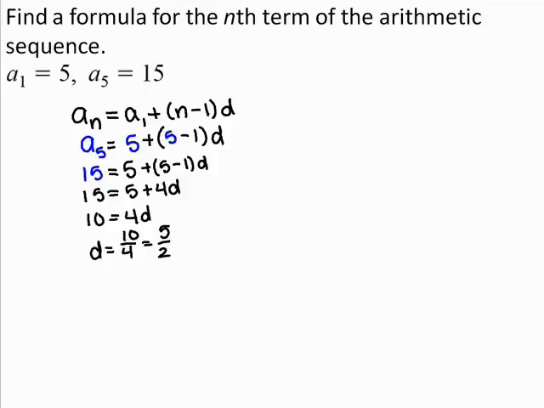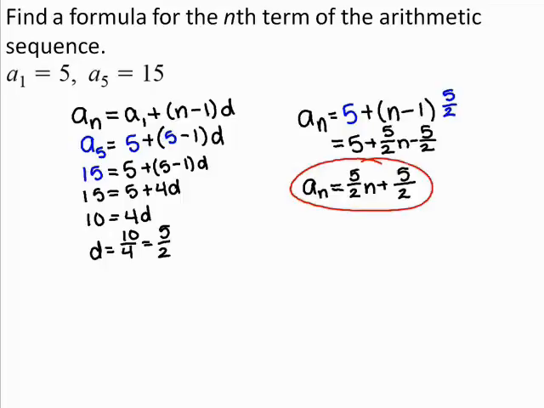Now that you know the value of d, you can substitute this value and the value for a sub 1 into the formula a sub n equals a sub 1 plus the quantity n minus 1 times d. Simplify the quantity n minus 1 times 5 halves. Simplify 5 minus 5 halves. You find that the formula for the nth term of this arithmetic sequence is a sub n equals 5 halves n plus 5 halves.